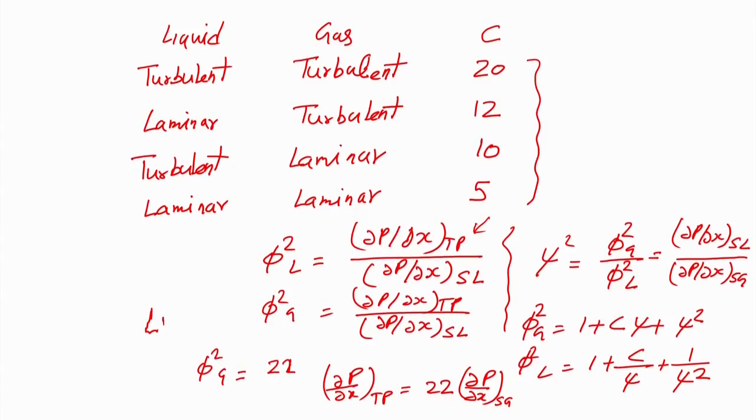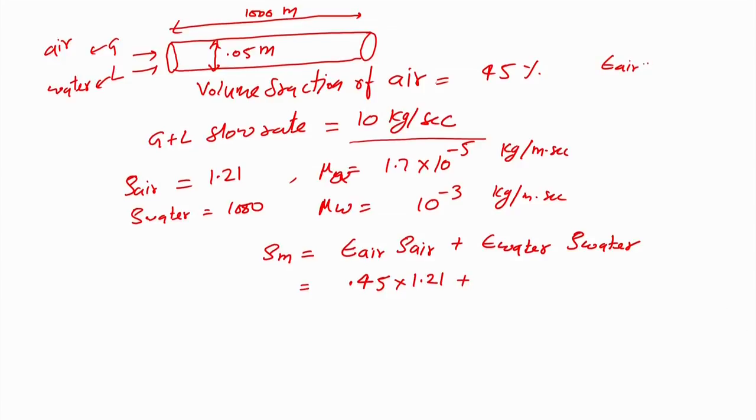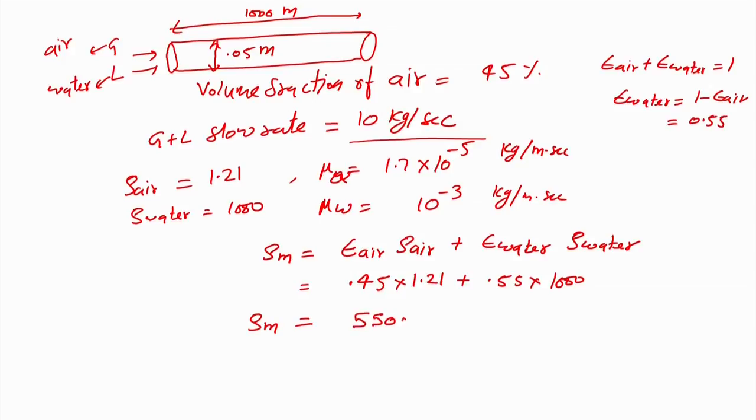So first I need to calculate the mixture density. How will the mixture density be calculated? Rho m is going to be epsilon of air into rho of air plus epsilon of water into rho of water. Epsilon of air is given as 0.45, so 0.45 into 1.21, plus epsilon of water. We know that epsilon air plus epsilon water is equal to 1 because it is a two phase flow. So epsilon water is 1 minus epsilon air, which is 0.55. So this will be 0.55 into 1000. If you add it, you will get the rho m value. I have already done the calculation, but you can do it on your calculator. That will be 550.54 kg per meter cube. So that will be the mixture density.